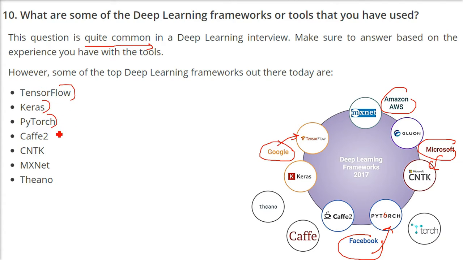So Tensorflow, Keras, PyTorch, Caffe2, CNTK, MXNet, Theano. These are all the deep learning frameworks which are available, being used by different people. For example, Keras is just a wrapper. Tensorflow is a low level kind of library. Similarly with PyTorch.